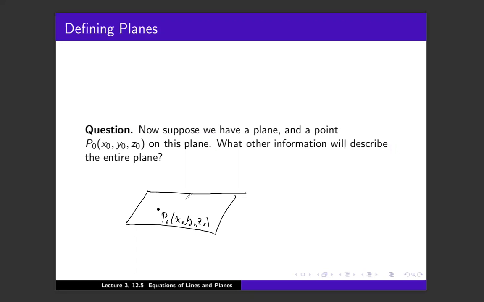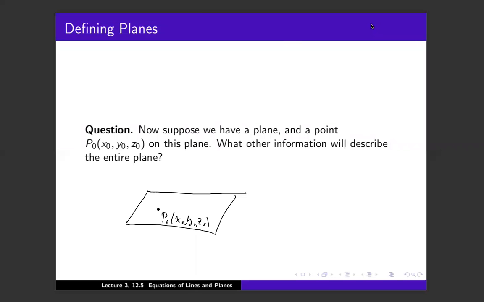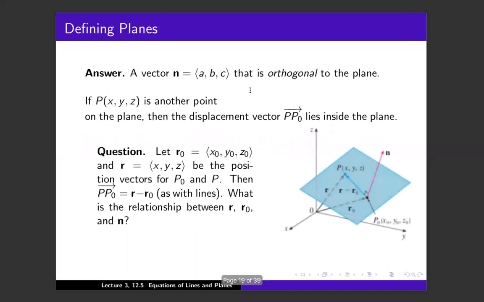Anyone get an idea about what we might want to do for this? It's a similar idea to what we had last time. It's a similar idea to what we had with the direction vector, but a plane doesn't have a direction per se. Here's what we can do. We're not going to find a direction per se, but what we're going to do is find a vector that is orthogonal to the entire plane.